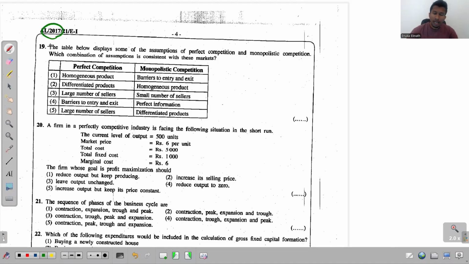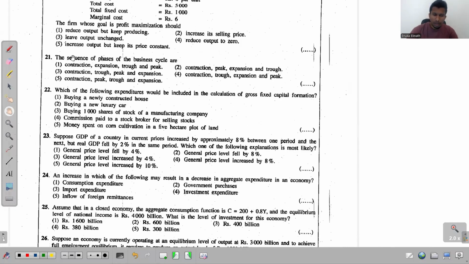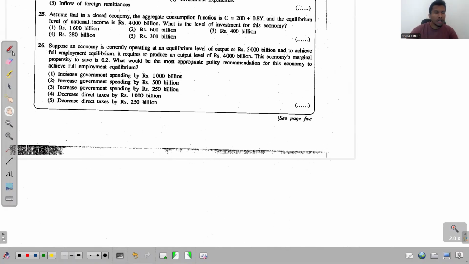This is 2017 A-level Economics MCQ paper. We'll start the discussion from this question 26.